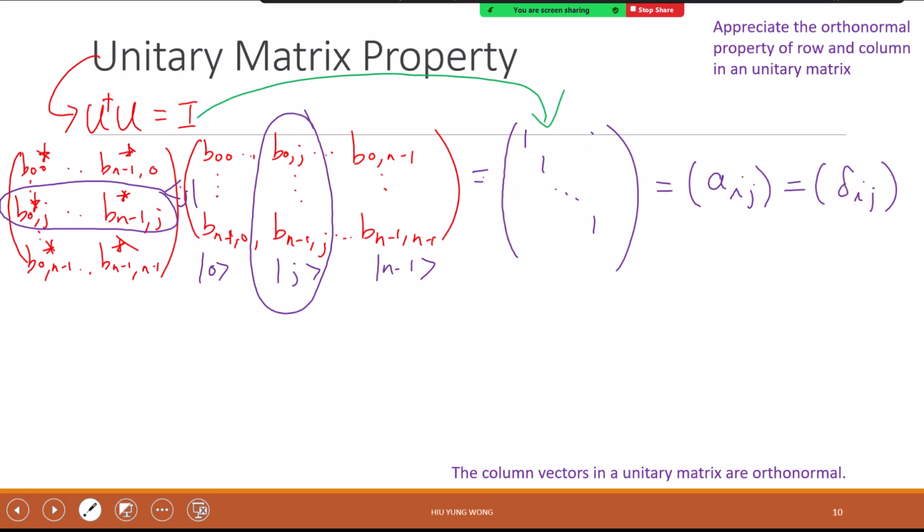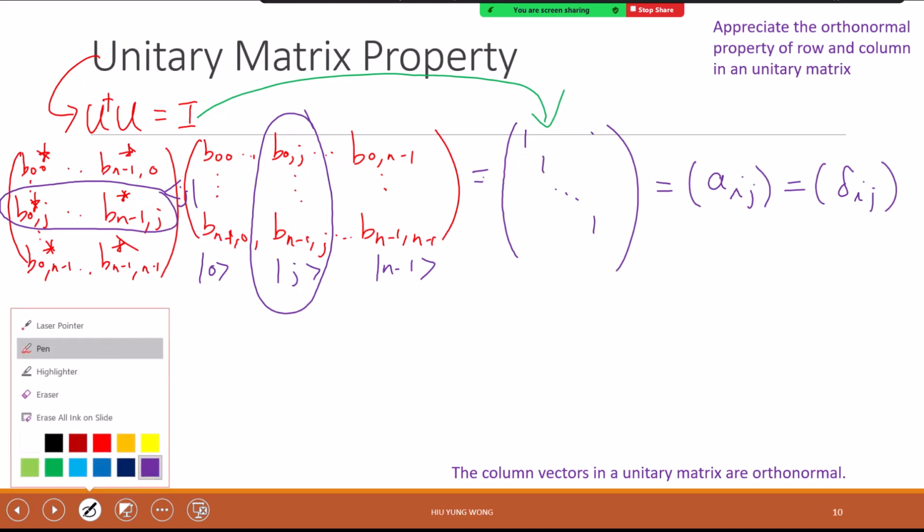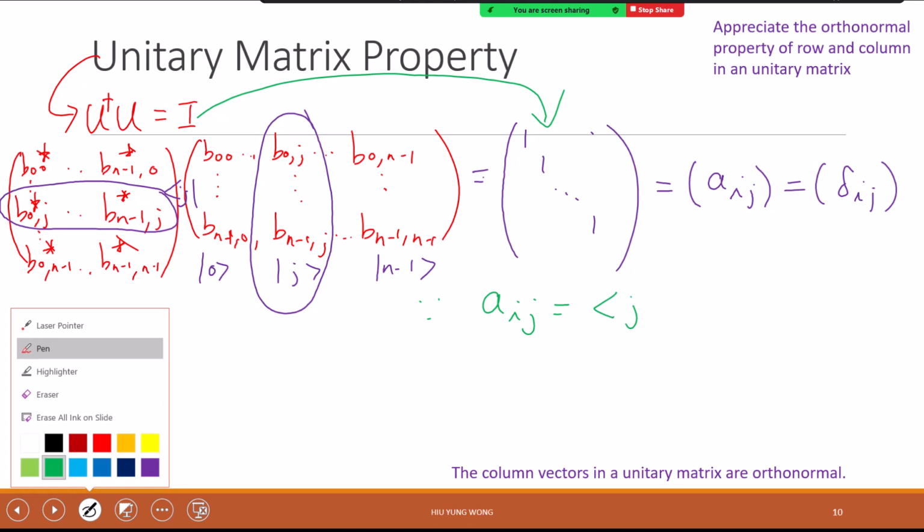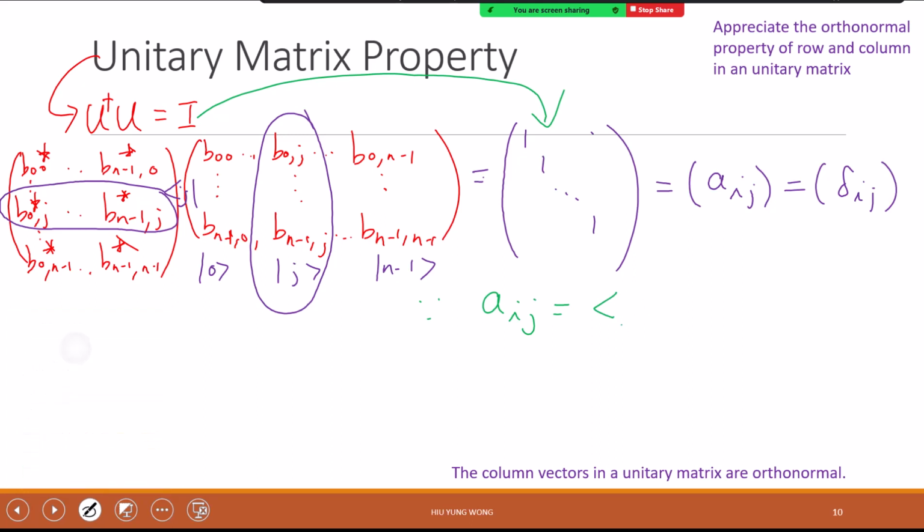But how do you find delta ij? Again, in matrix multiplication, the ith row and jth column is equal to the ith row here times the jth column here, and do the inner product, right? This one times this one, this one times this one, this one times this one, and add them together. And we say a_ij is nothing but just equal to the inner product of i times the j. That is what I'm trying to say. Do you see that? And of course, this is equal to delta ij.